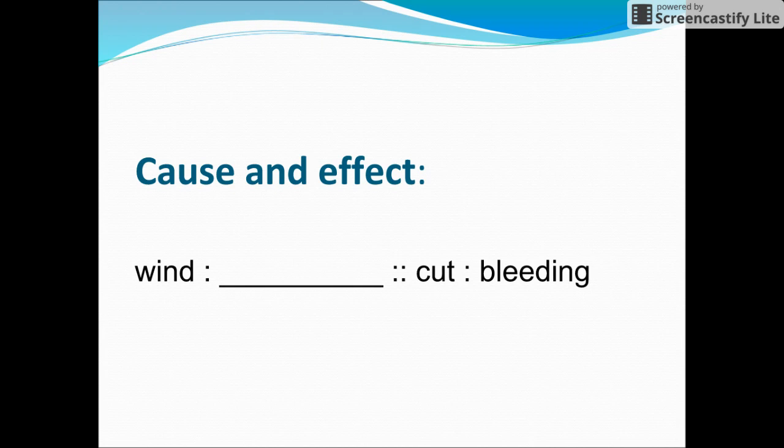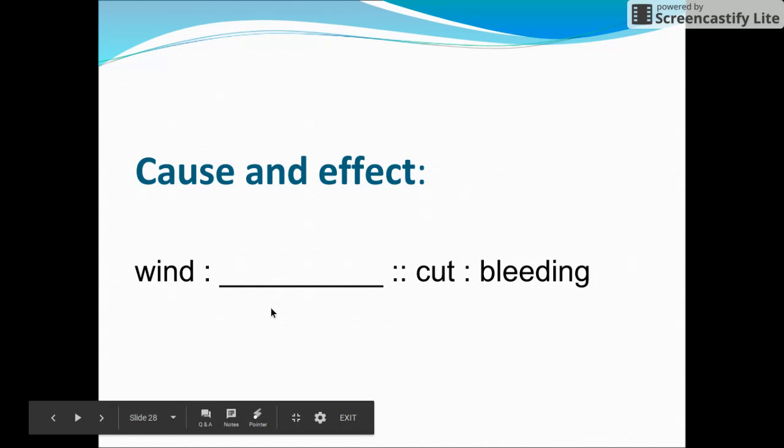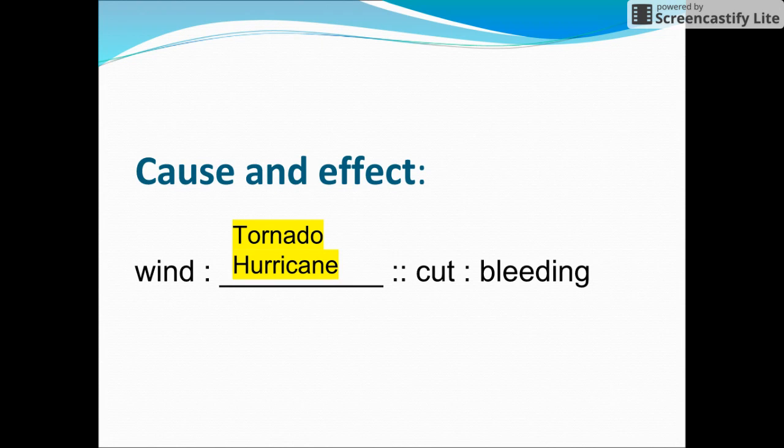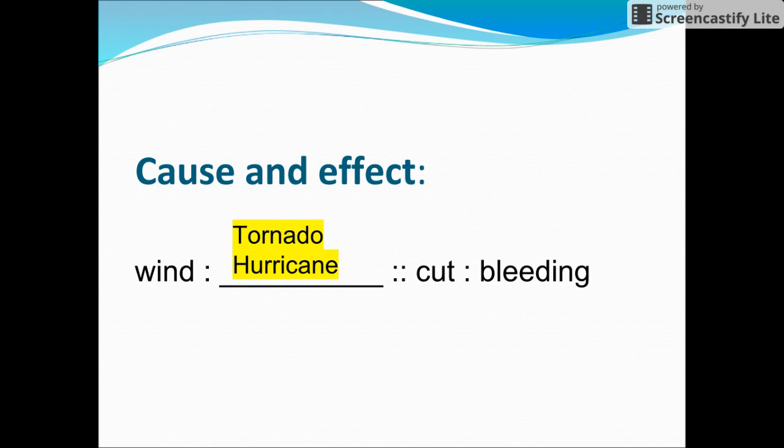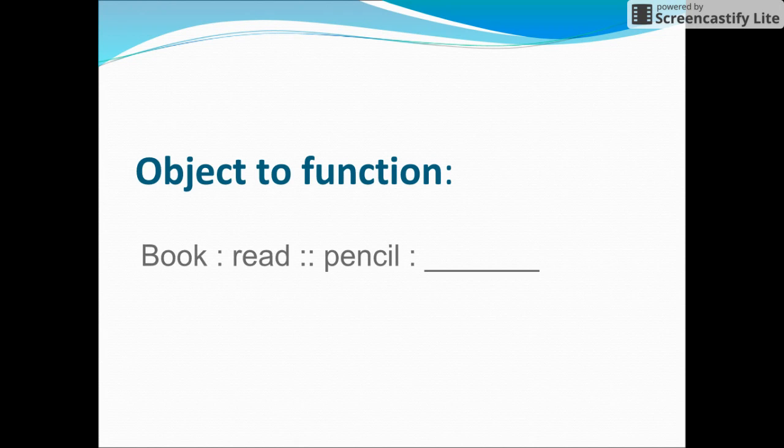The next one is cause and effect. And we have wind is to blank as cut is to bleeding. So if there's wind, what can be a possible effect? If we cut ourselves, our effect is going to be that we're going to bleed. So for wind, I will take tornado or hurricane, right? A wind is going to cause a tornado or hurricane, and a cut is going to cause bleeding. And usually for analogies, you'll have a multiple choice or you'll have a fill in the blank. So you'll have something to look at and not just have to guess off the top of your head.